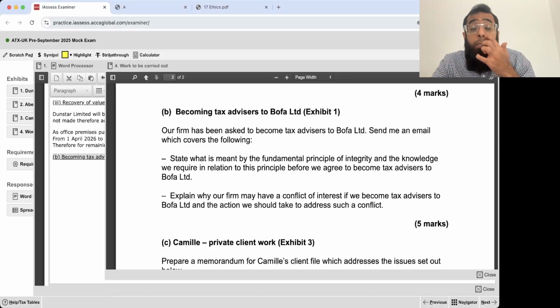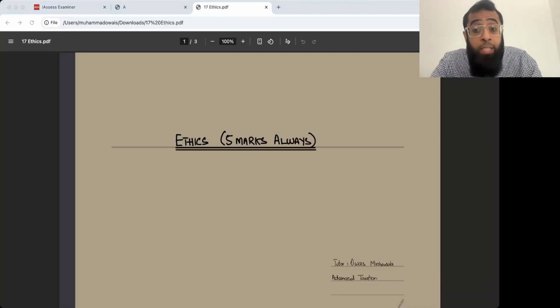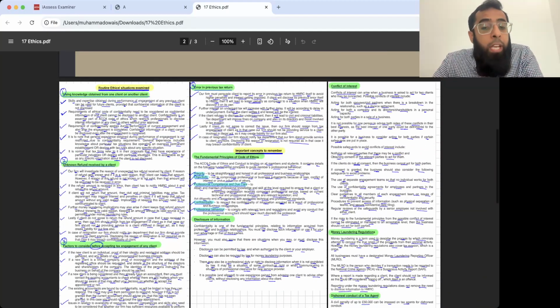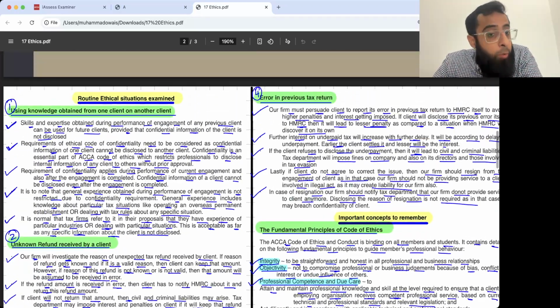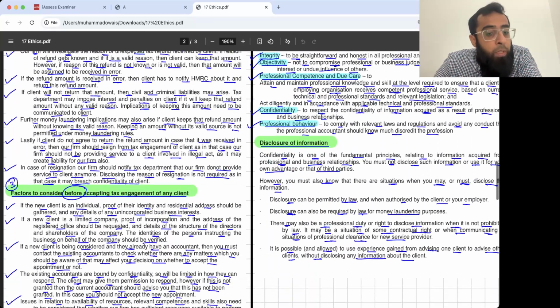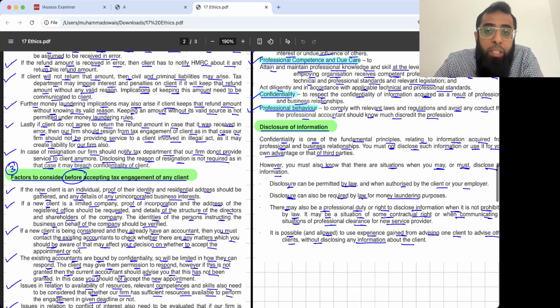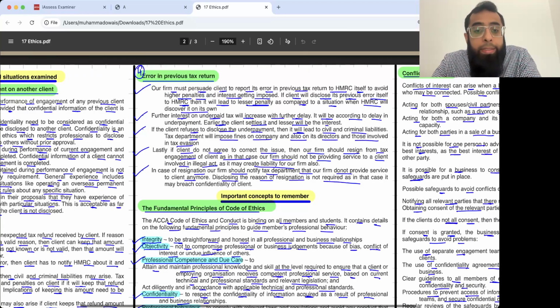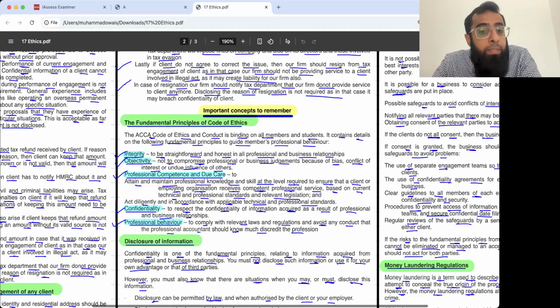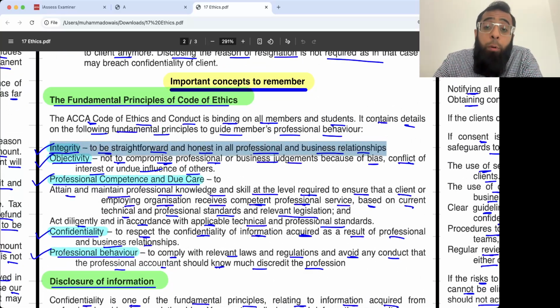Okay, so this is my handout of ethics which we have discussed in our classes during the course. Now, if you remember in this handout, I have given you these routinely examined situations: using information from one client for another, unknown refund situation, factors to consider before accepting an engagement, error in previous return. These are 4 situations which are examined very regularly. Then fundamental principles, like he asked about integrity, to be straightforward and honest in all professional and business relationships.